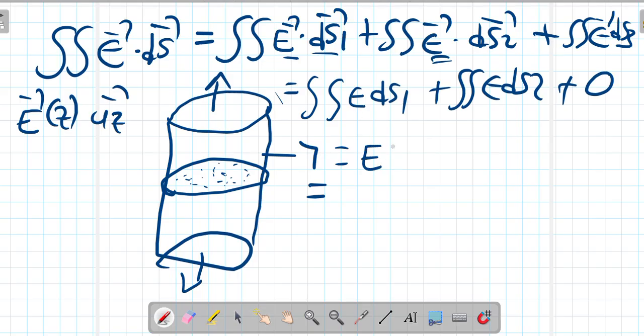Okay, so you have the right to take it out of the integral. Then plus E, even here you can take it out of the integral ds2.